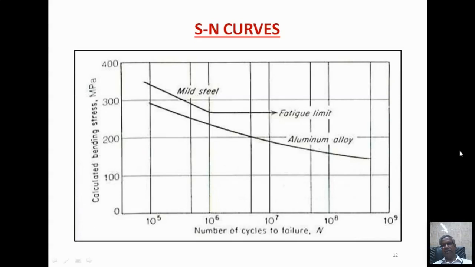2 × 10^6, 2 million cycles. So 20 lakh cycles. What is the stress? So that is the fatigue strength or fatigue limit or endurance limit of the material. So this is the usefulness of the S-N curve.